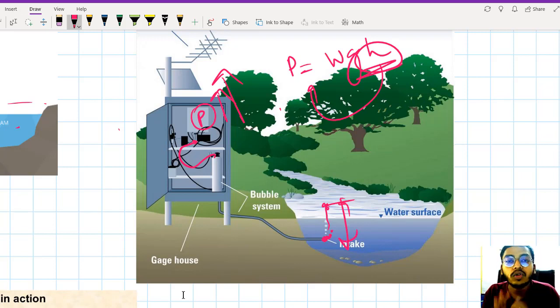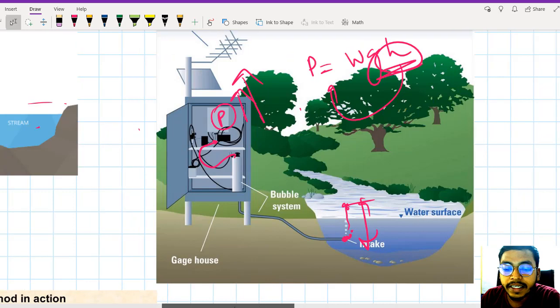Baat khatam. So these are the three methods in which you can measure the stage. What are they? Manual method, just like our surveying. Second one was float type, and third one was our bubble gauge. I hope the things are clear, right? Now let us see how to measure velocity.